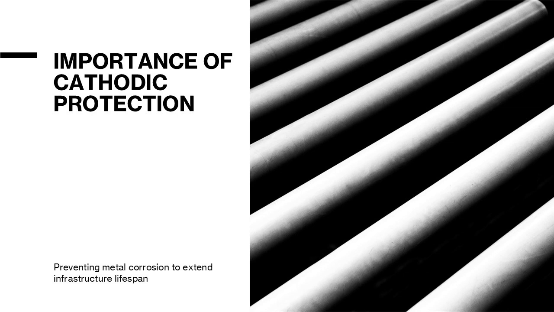Welcome everyone. Today, we'll discuss the importance of cathodic protection in preventing metal corrosion and extending the lifespan of critical infrastructure. Corrosion is a major challenge in industries like oil, gas, and water, and CP is a proven solution to mitigate these risks. Before diving into the details, let's understand what cathodic protection is and why it matters.